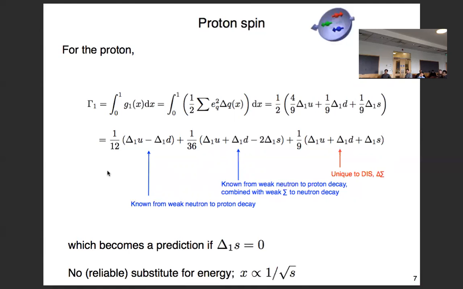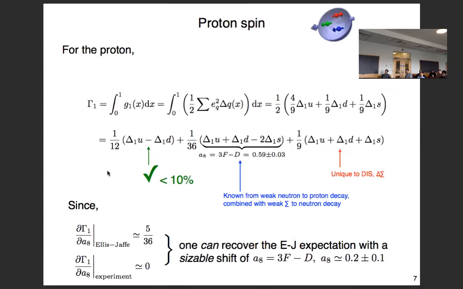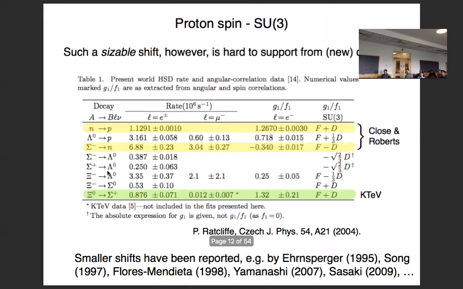Now as to the x range, of course, that goes with one over the center of mass energy. So in other words, there's no substitute for center of mass energy, and that's a large part of the motivation for EIC, of course. Now you can turn this Ellis-Jaffe sum around. Suppose you want to recover it in the end. So how do you do that? One way would be to question whether this actually holds, whether the value is reliable, indeed this is an SU(3) symmetric system. You could do that. So you could just take partial derivatives, quantify this, and what you end up with is a value of a8 of about 0.2 that you would need. And that's a little bit outside of what you find in literature in the end.